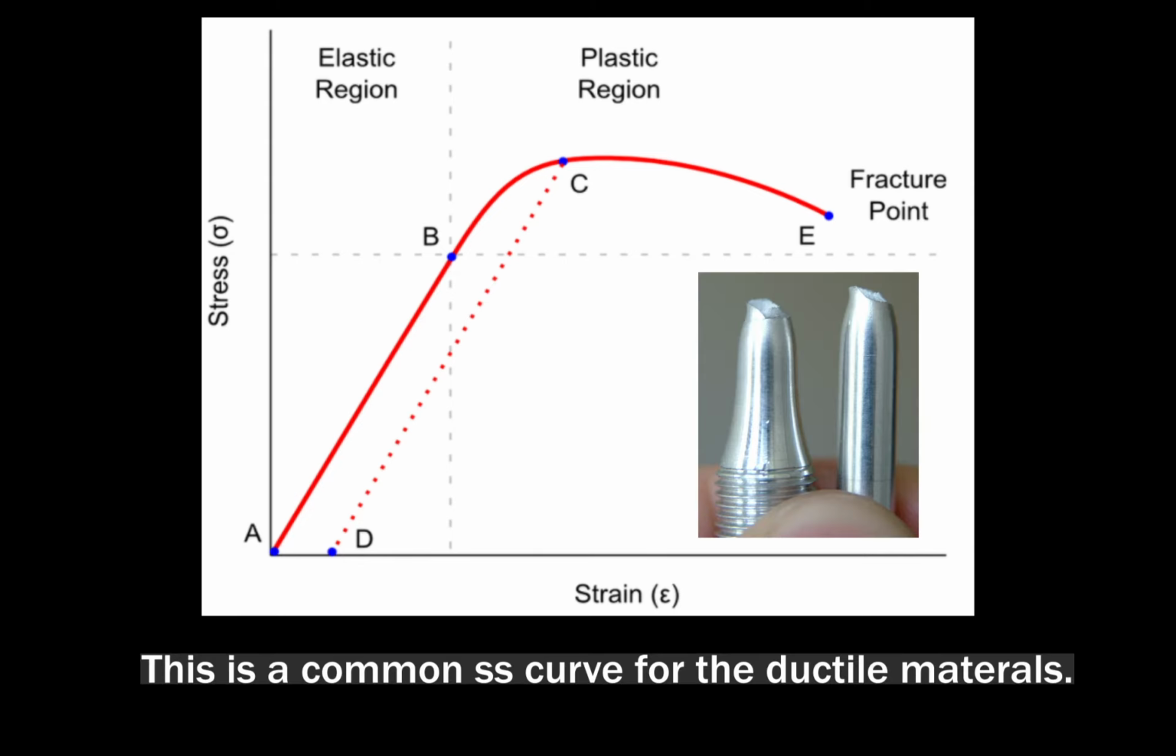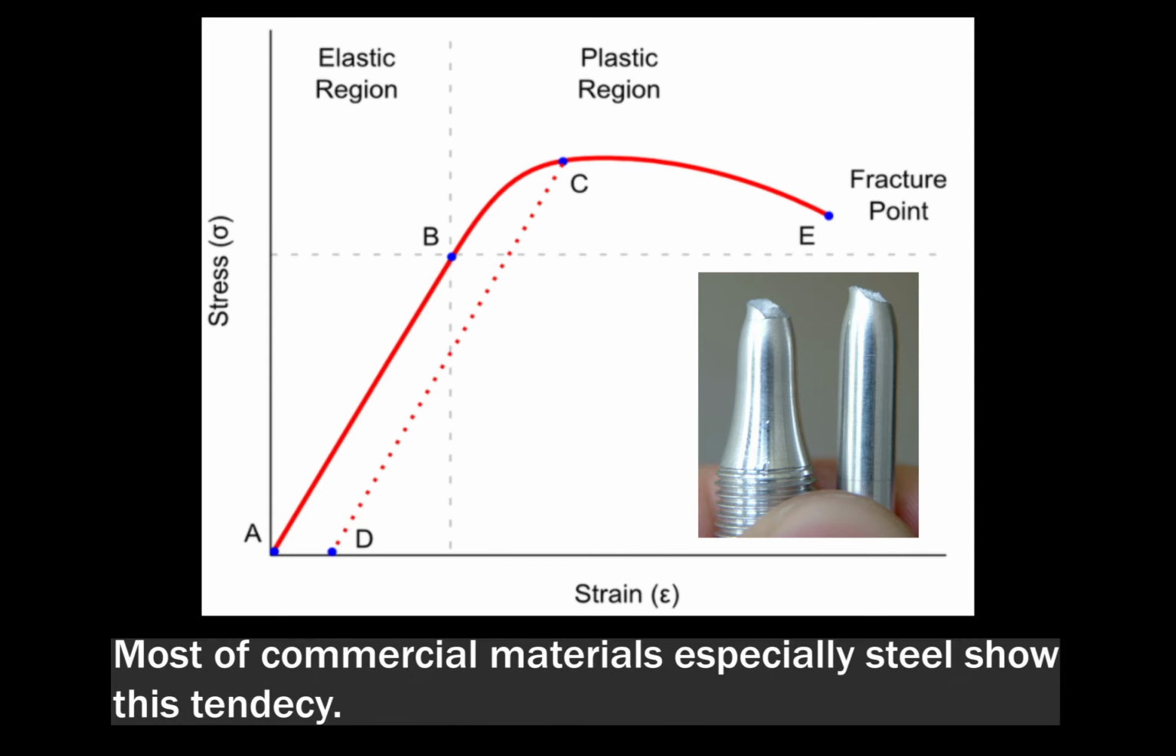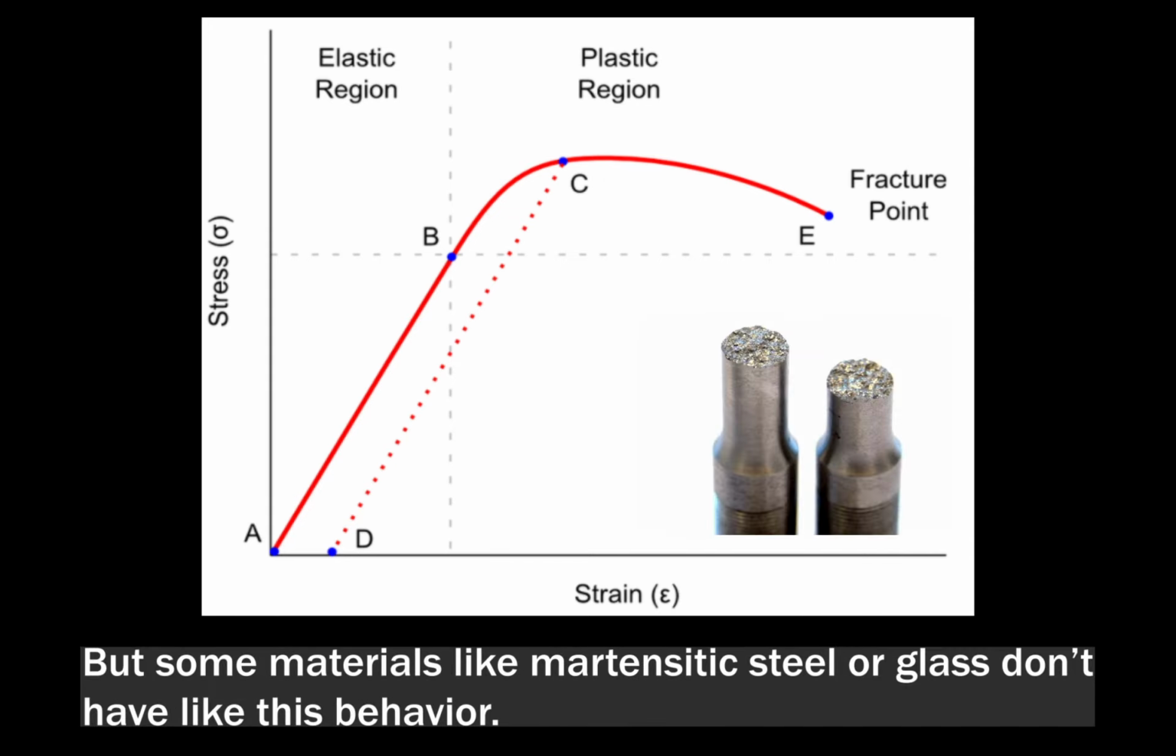So this is a common SS curve for ductile materials. Most of the commercial materials, especially steel, show this tendency. But some materials like martensitic steel or glass don't have this behavior.